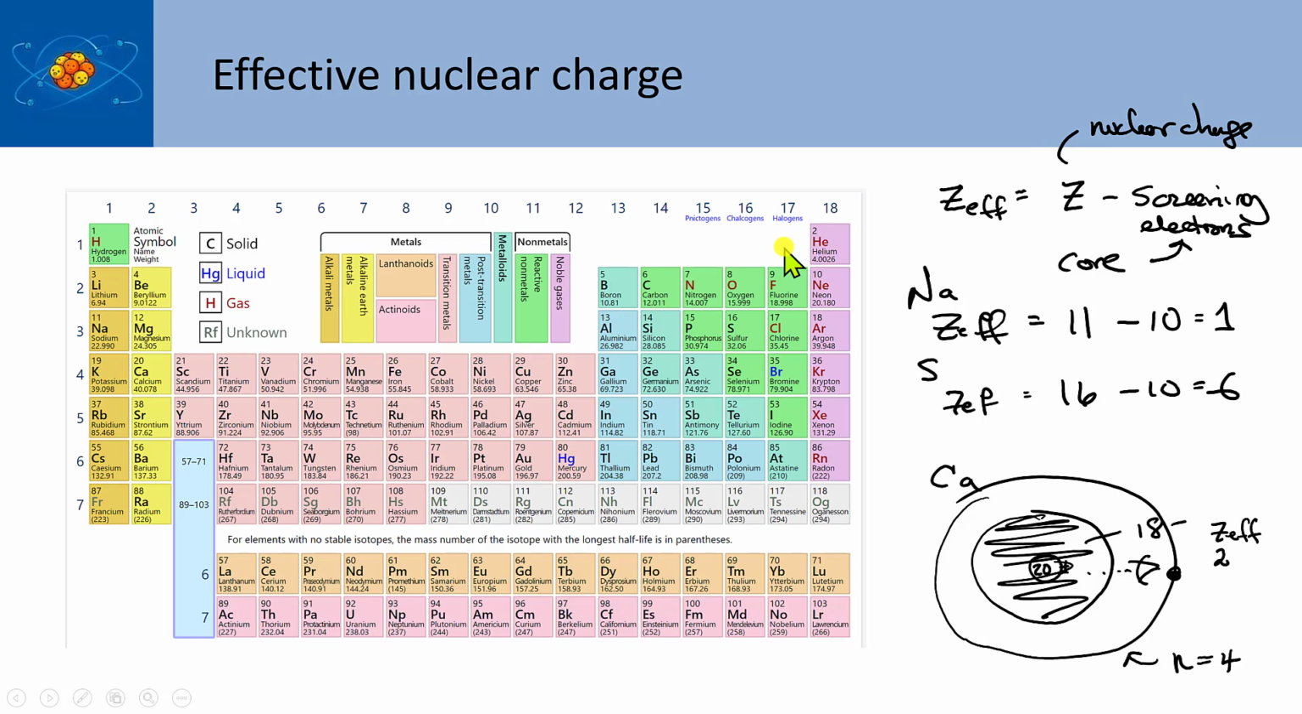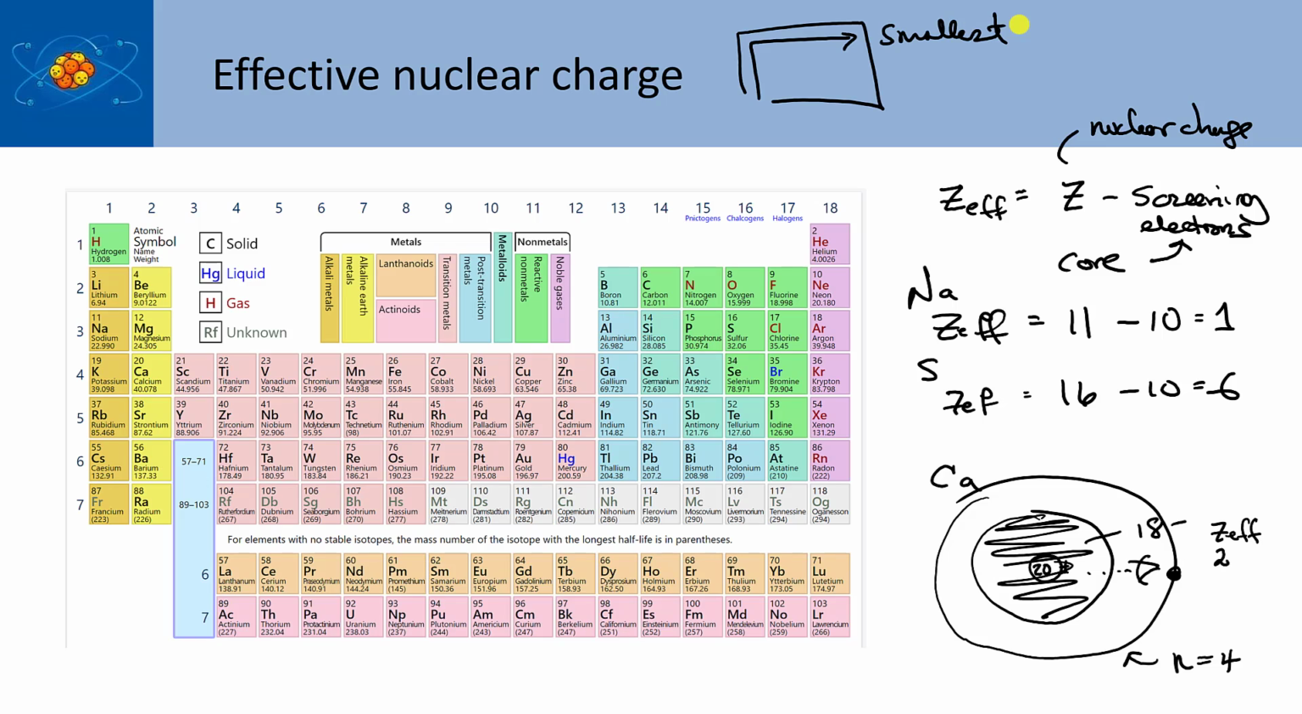So this is going to affect the trends, right? One of the trends that you learned in Chem 1A, this is smallest, right? And we also learned about ionization energy. Well, if you think about it, ionization energy is how hard it is to take an electron from the atom. So if an atom is smaller, it has more effective nuclear charge.